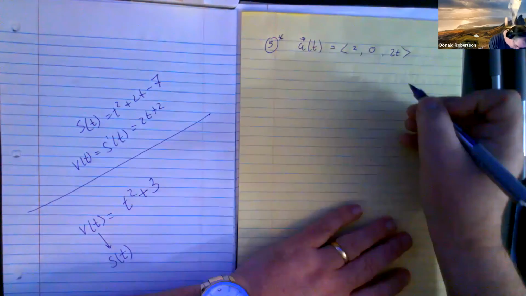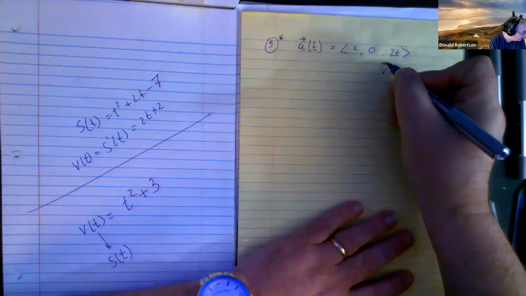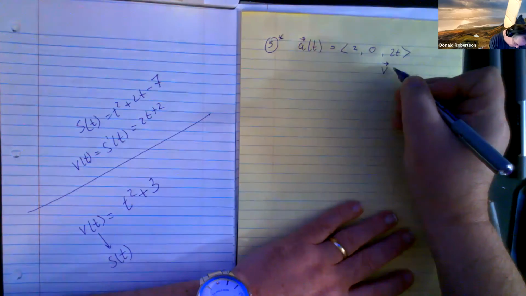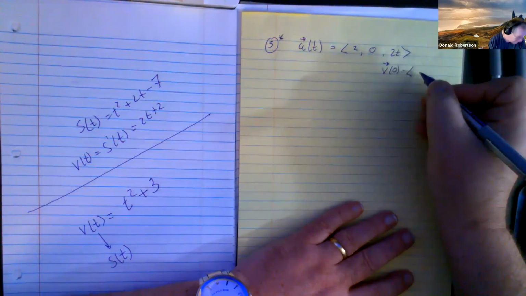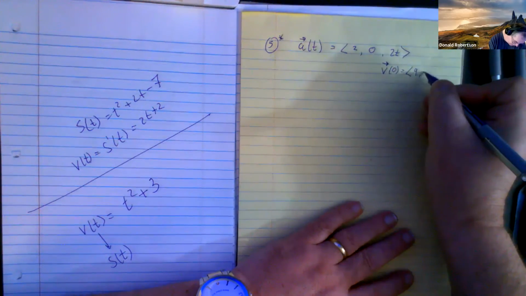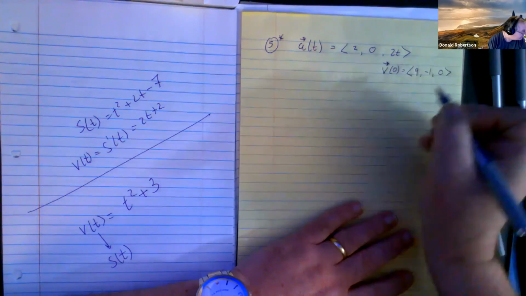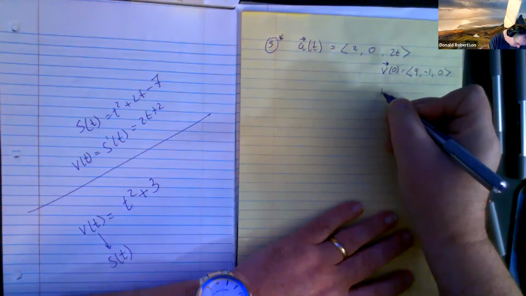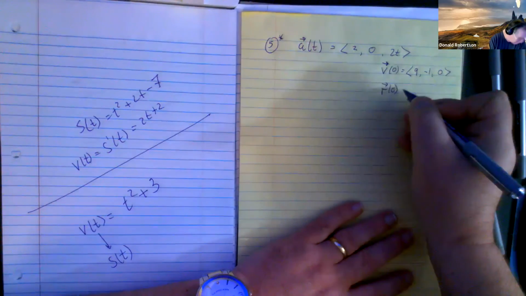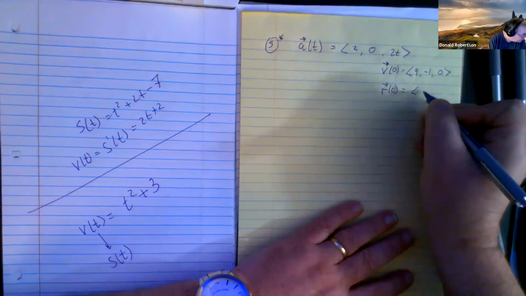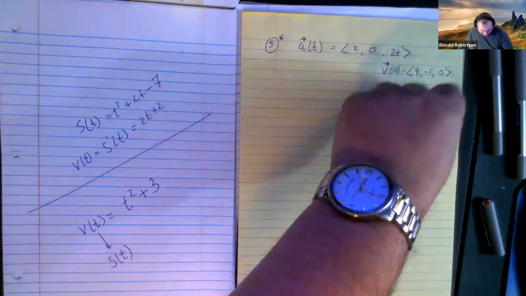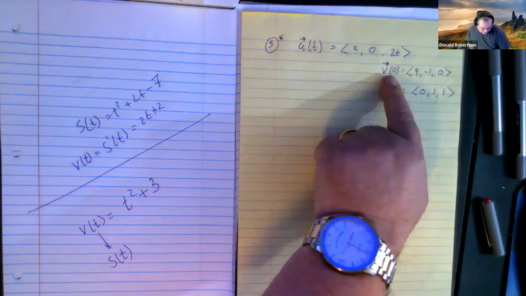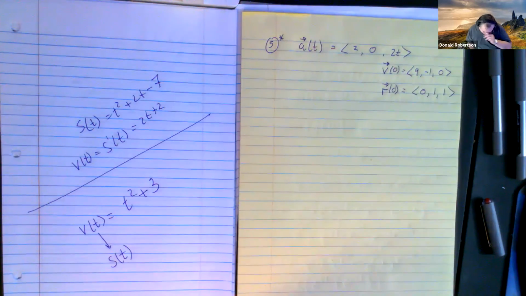And we're also going to be told that the velocity at time 0, the velocity vector, is 9, -1, 0. And that the position vector, the space curve, at 0 is 0, 1, 1. These are like boundary conditions. These two things are what's going to get me there.